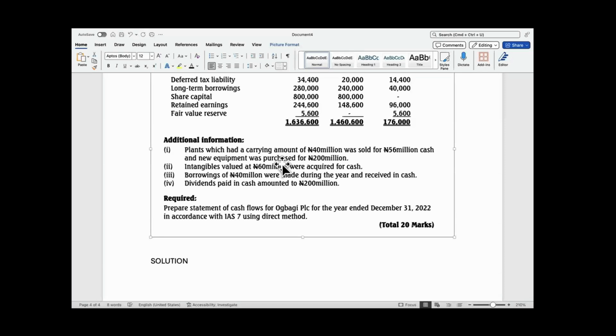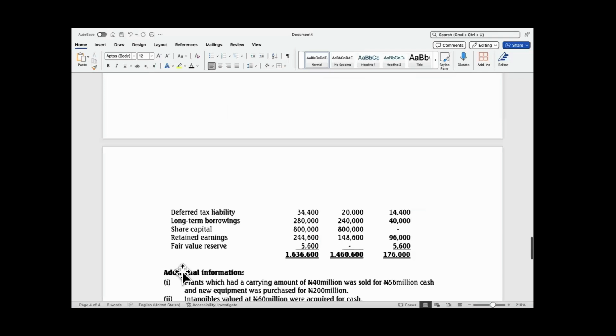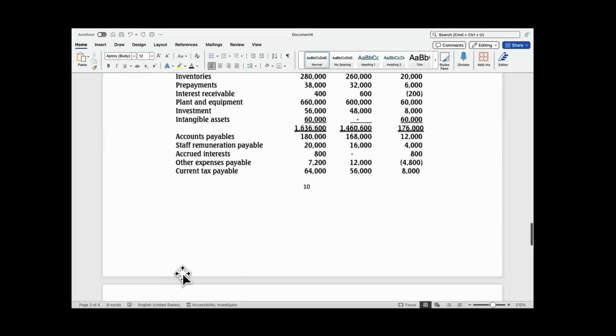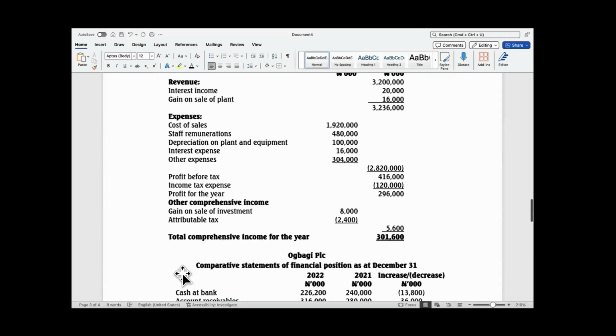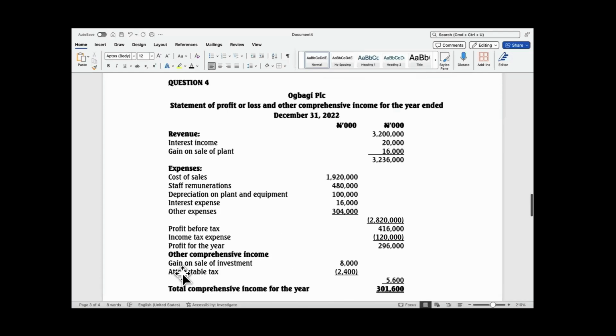So let's look at it methodically. Now, using the direct method, I prefer the direct method because it's methodical. You take it step by step. And one thing you need to know about a statement of cash flows is that, considering that you are preparing it from the P&L and also your statement of financial position, before you can say you have prepared a statement of cash flows, all items must be touched. All items in the P&L must be touched.